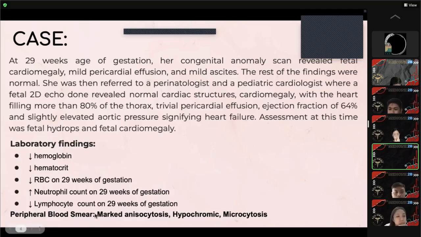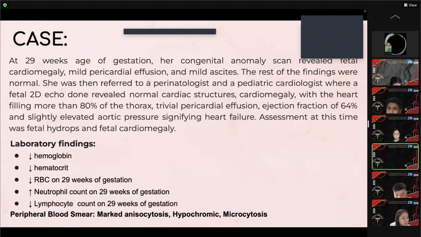At 29 weeks of gestation, her congenital anomaly scan revealed fetal cardiomegaly, mild pericardial effusion, and mild ascites. The rest of the findings were normal and she was then referred to a perinatologist and a pediatric cardiologist, where fetal 2D echo revealed normal cardiac structures, cardiomegaly with the heart filling more than 80% of the thorax, pericardial effusion, ejection fraction of 64%, and slightly elevated aortic pressure signifying heart failure. Assessment at this time was fetal hydrops and fetal cardiomegaly.